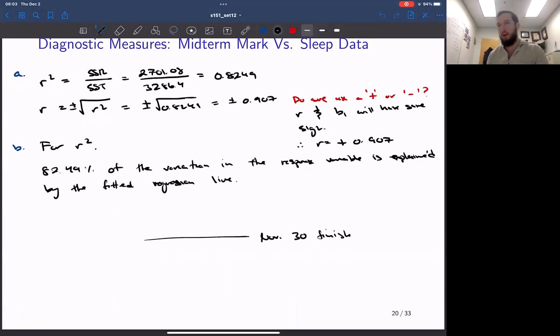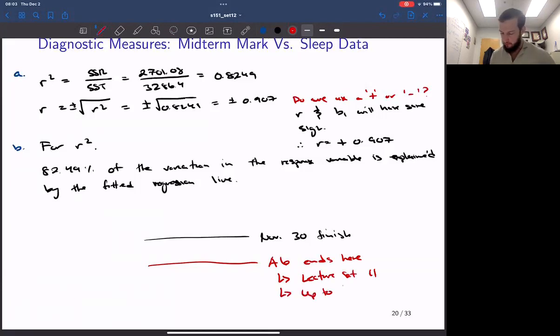So at this point, we actually had everything we needed to complete assignment 6. So assignment 6 ends here, okay, and it covers lecture sets 11, and then obviously up to this point in lecture set 12. The point being that you can finish assignment 6 at the end of last class.